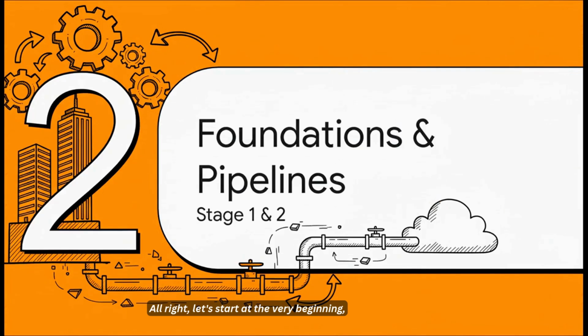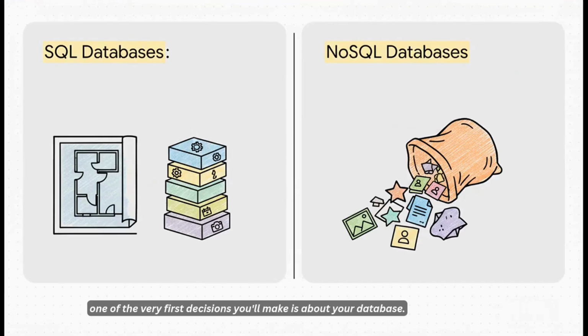All right, let's start at the very beginning, stages 1 and 2. This is all about the fundamentals. You know, you can't build a skyscraper on a shaky foundation, and it's the exact same for data systems. We need to nail down how data flows, where it lives, and how we build the reliable pipelines that move it around.